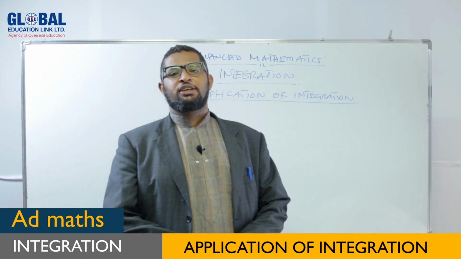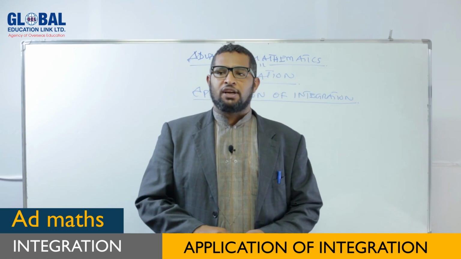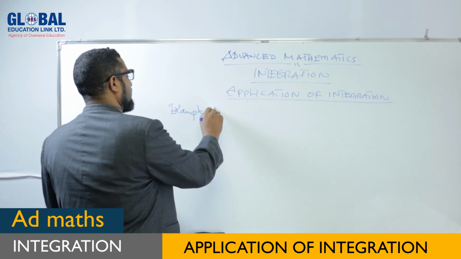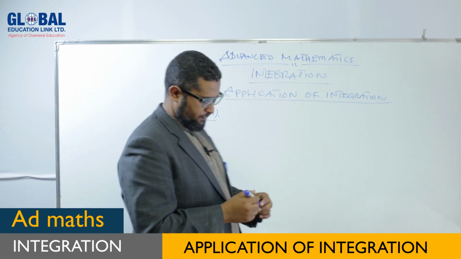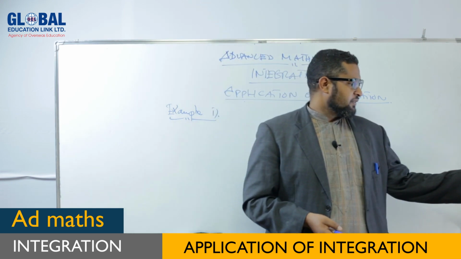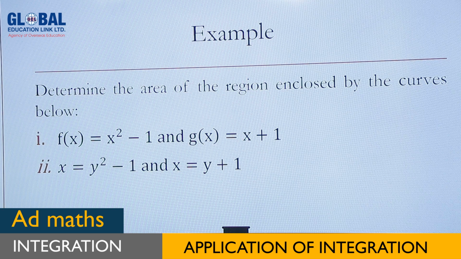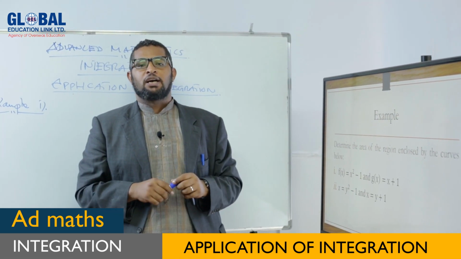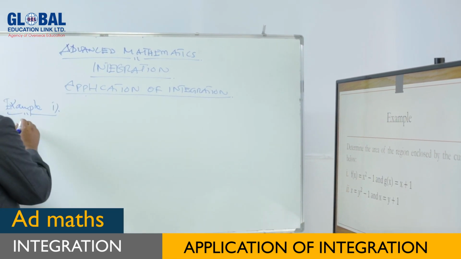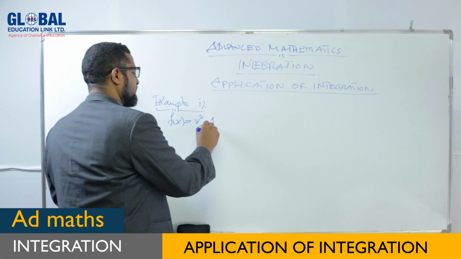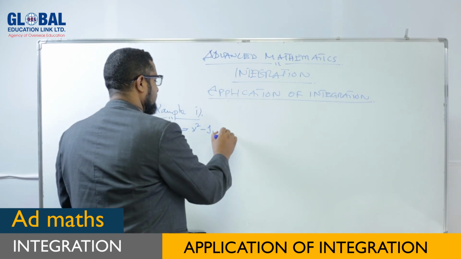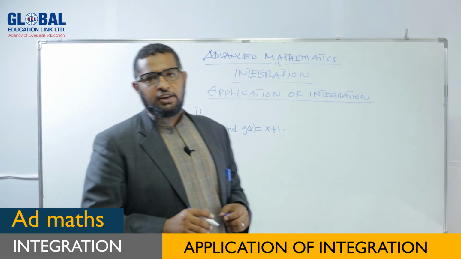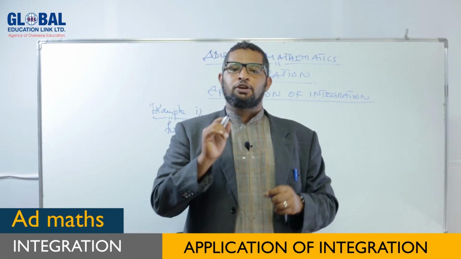Okay. Now, my dear students, let's check examples on how to find the area between two given curves. In example number 1, the question normally comes like this: determine the area of the region enclosed by the curves below. So you will be given two curves and asked to find the area enclosed by them. Here we are given f of x equal to x squared minus 1 as the first function, and g of x equal to x plus 1 as the second function, and we are asked to find the area enclosed by the two curves.